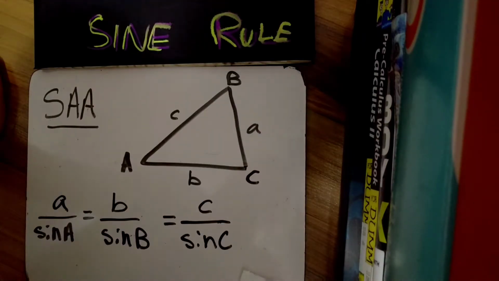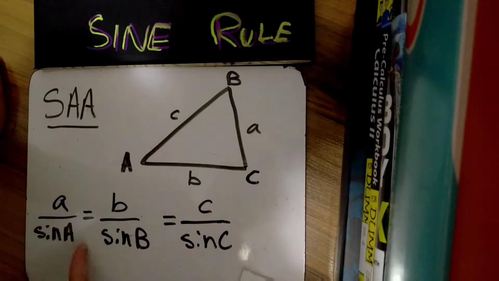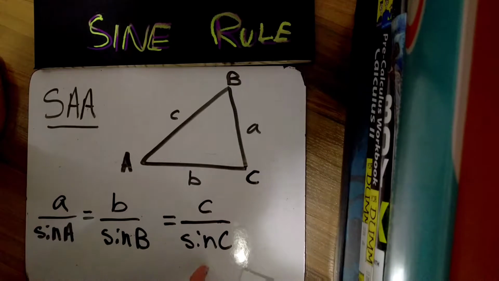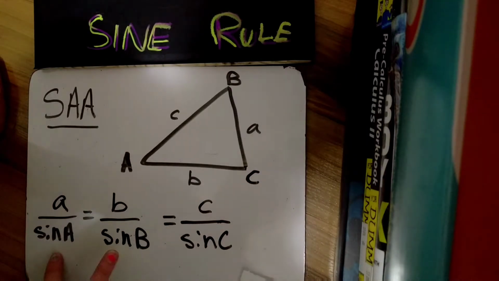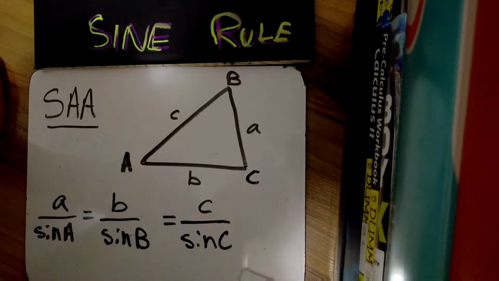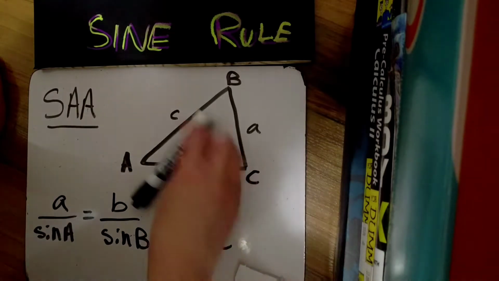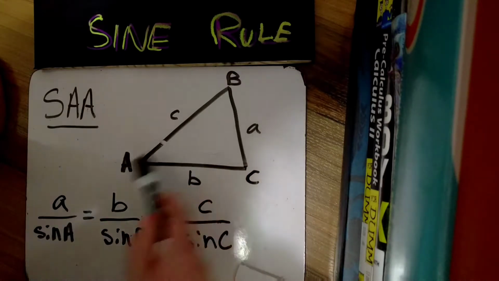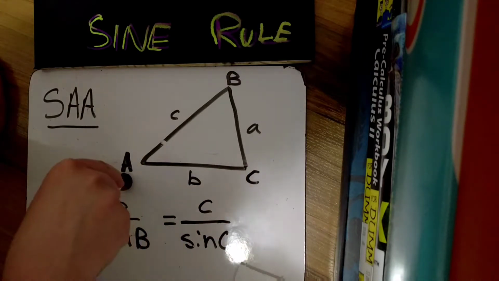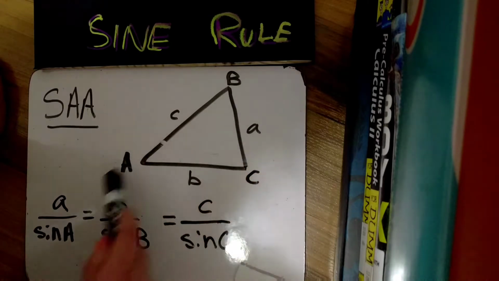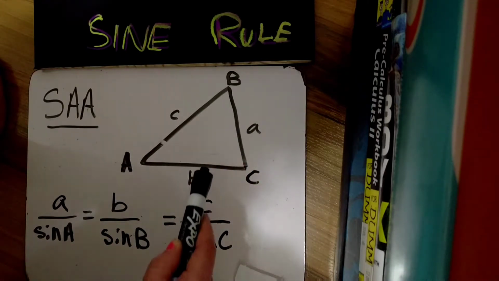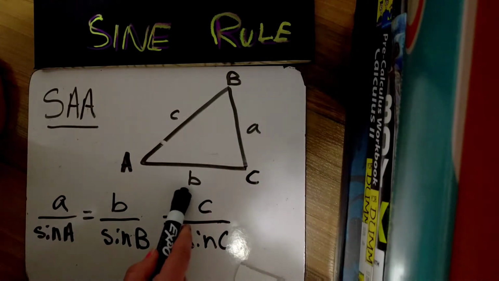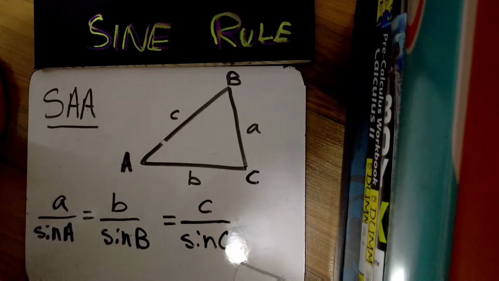The first rule we will learn about is the sine rule. This is a over sine of A equals b over sine of B equals c over sine of C. Now you could do a over sine of A equals b over sine of B, or b over sine of B equals c over sine of C. It doesn't matter, it just depends on which side length you have or which angles you have. And up here you can see the triangle, so this angle is A and this side is a, so it's the opposite. Now to remember, lowercase letters represent sides and uppercase letters represent angles.